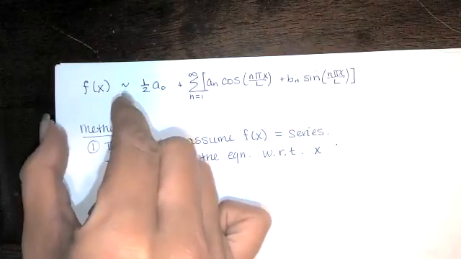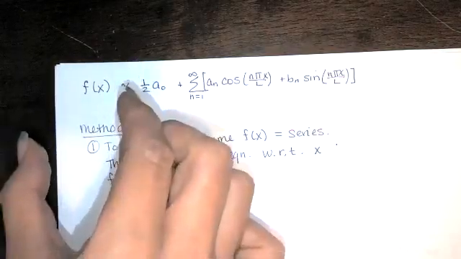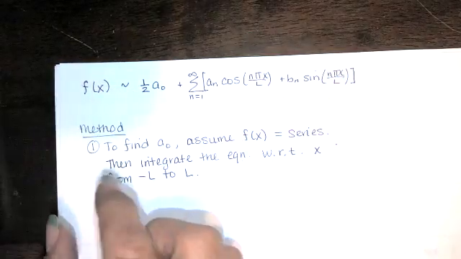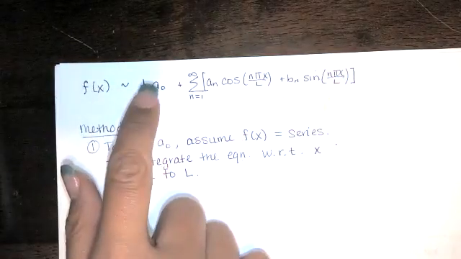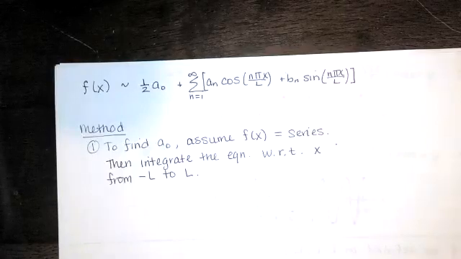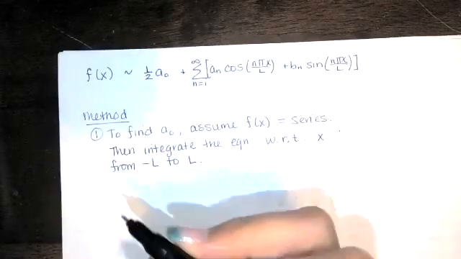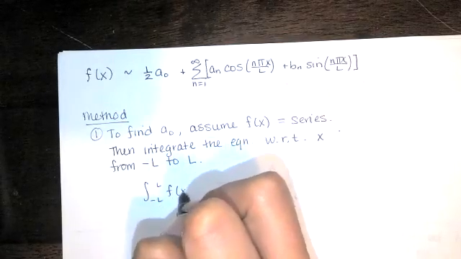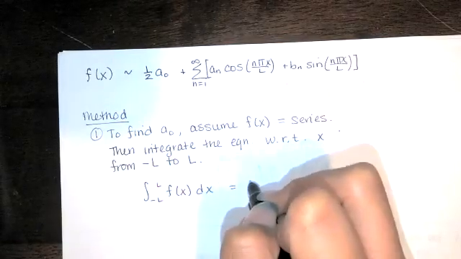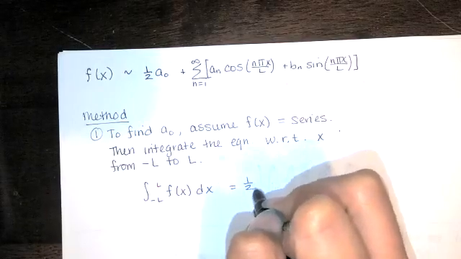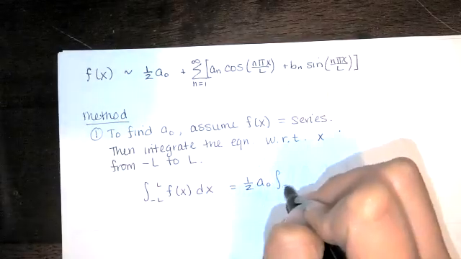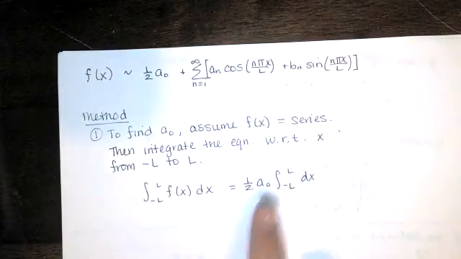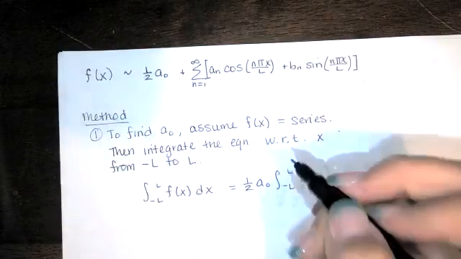And we'll know what f of x is, because we're starting with some function and we're trying to come up with this expansion. Since we know what f of x is, we'll be able to solve for a sub 0. So we'll end up with something like this. And I factored out my 1/2 a naught there.